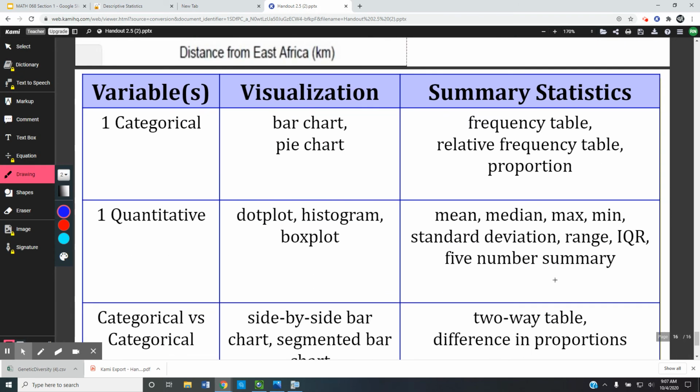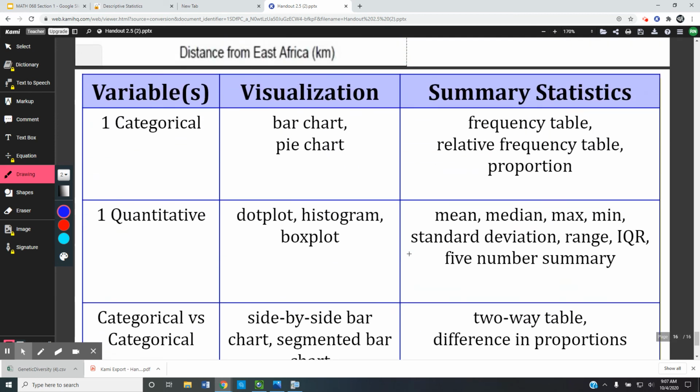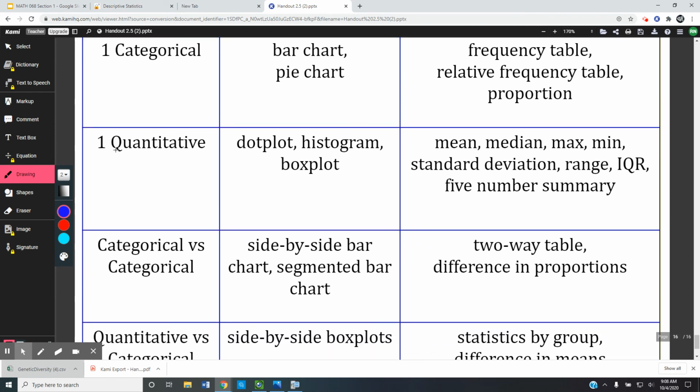And lastly, this chart of visualization and variables and summary statistics is a phenomenal chart to have on hand. I posted this for you in Canvas, and it's underneath announcements. And it shows that if we use one categorical, we'll be using a bar chart or a pie chart. And this is our summary statistic: frequency tables, relative frequency, and proportions. If we're using a single quantitative, it's a dot plot, a histogram, or a box plot. And all of these values are statistics that we can utilize for one quantitative.